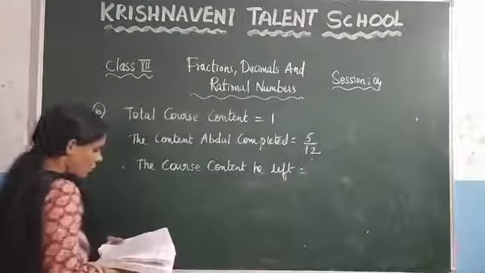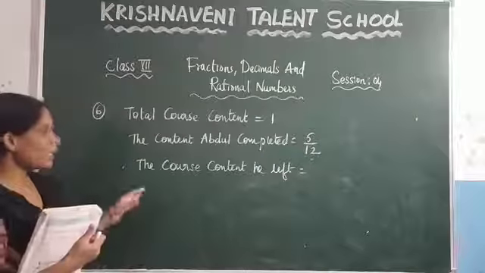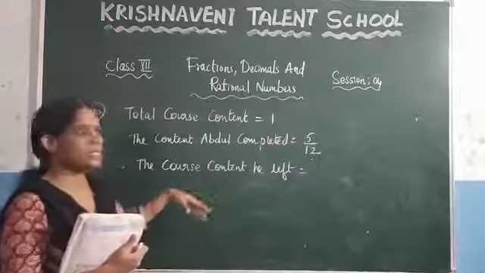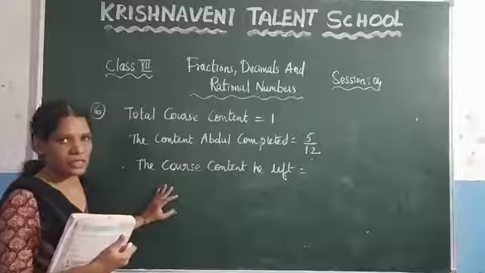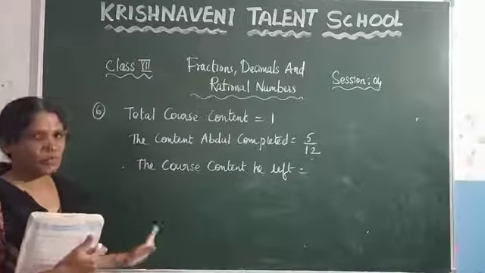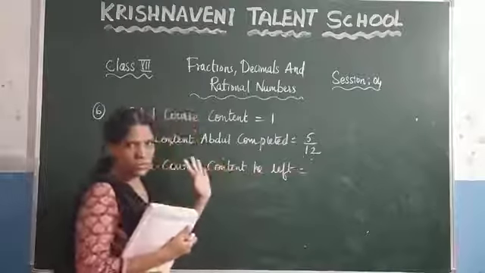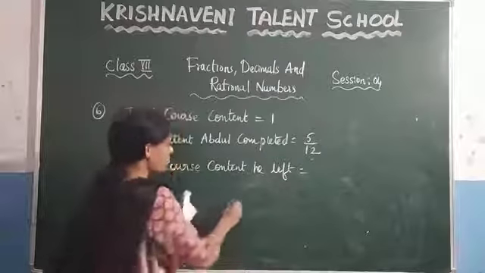Here, what they have given: Abdul is preparing for his final exam, and in that he prepared only 5 by 12 of the course. And how much course does he need to complete? We need to find it in this question. What they have given, Abdul is preparing for his final exam, and in that he has completed 5 by 12th of the course. That means here what will be the total course? Let us consider it as 1.